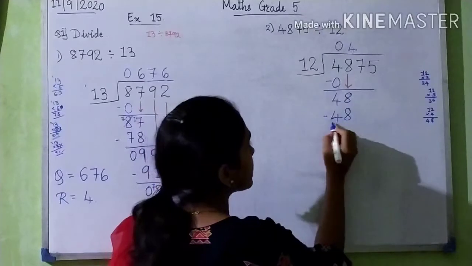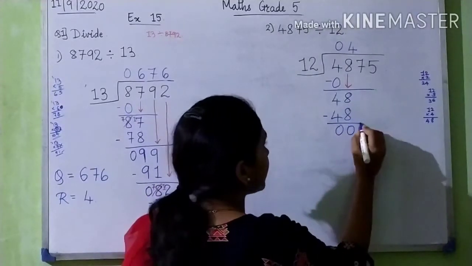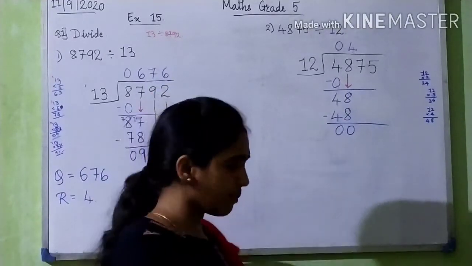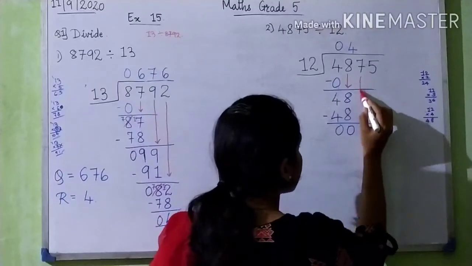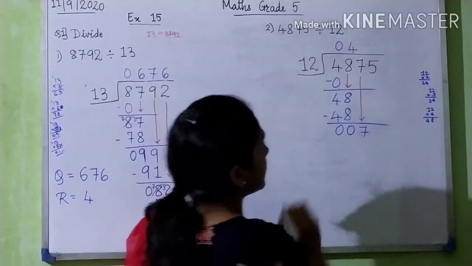So I have written 48 here. Now I have to subtract. What is 48 minus 48? 0, right? So I have got 0 now. Now I will take the next number down. The next number is 7. I take it down here, so it becomes 7.